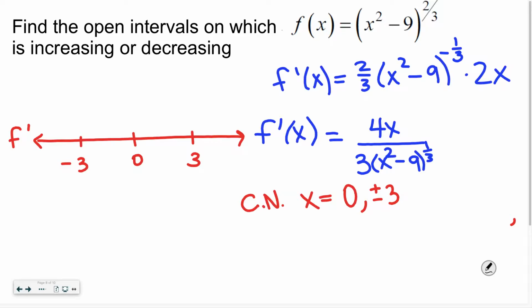Work together at your pod to plug numbers into the derivative and determine the signs above each of those intervals.